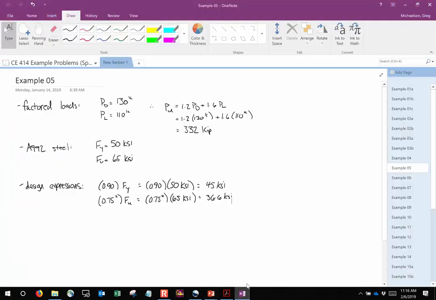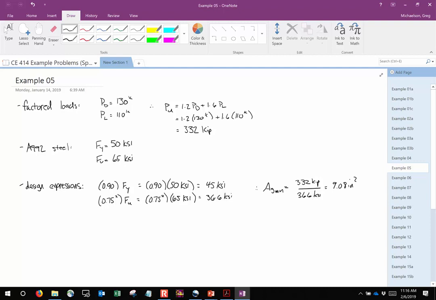So I propose that we then say Ag min is 332 kips divided by 36.6 ksi, and that equals what? 9.08 what? Square inches. This is an area. And do I have a second on that value? Good. All right. Now, that is our first design limit, the limit on gross area.